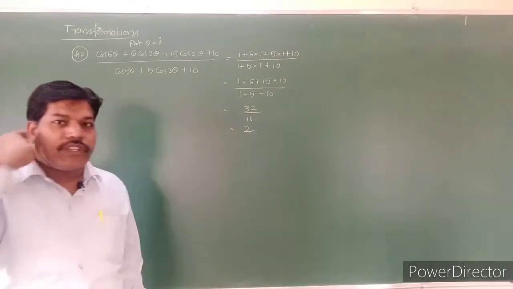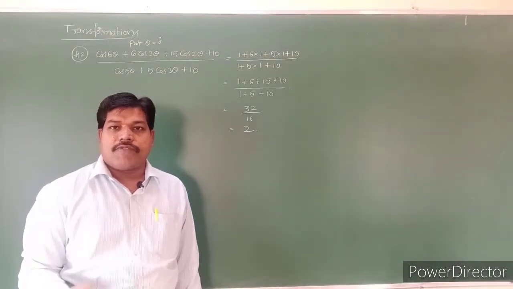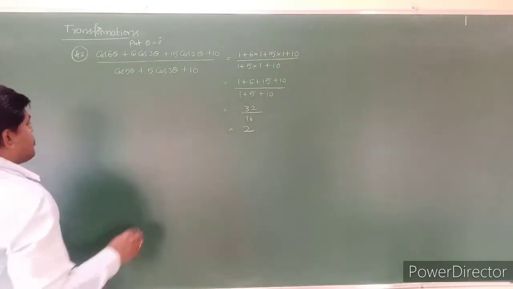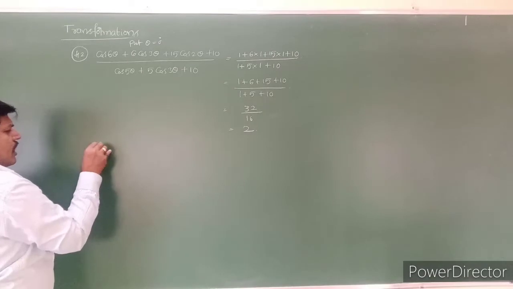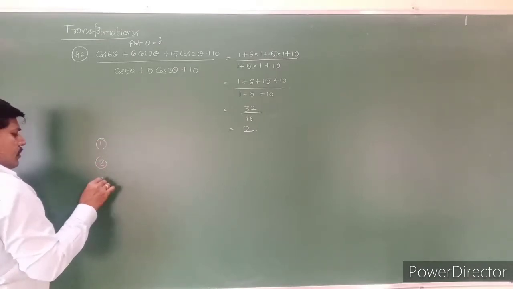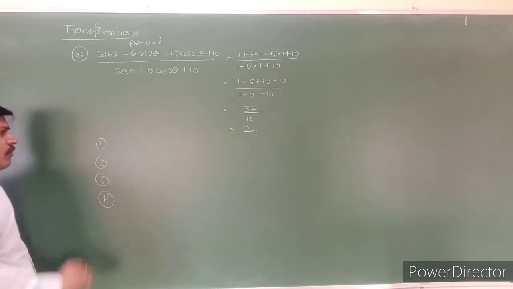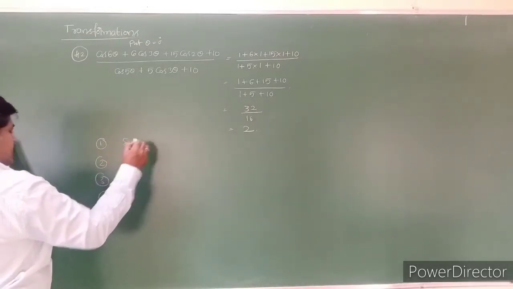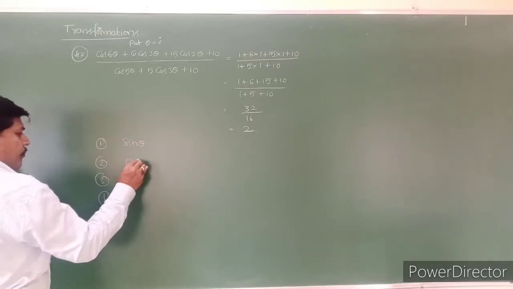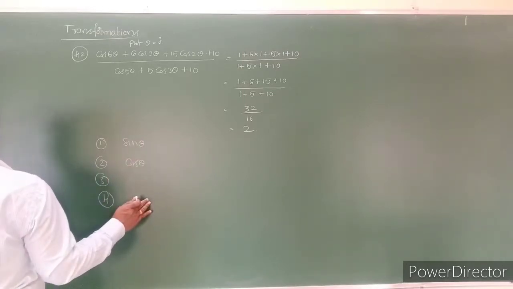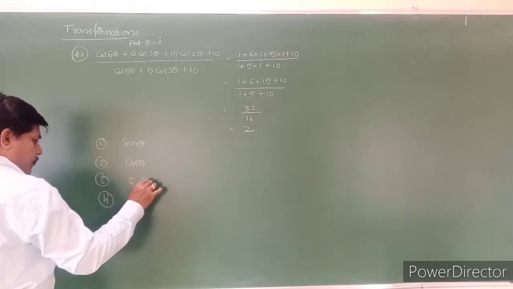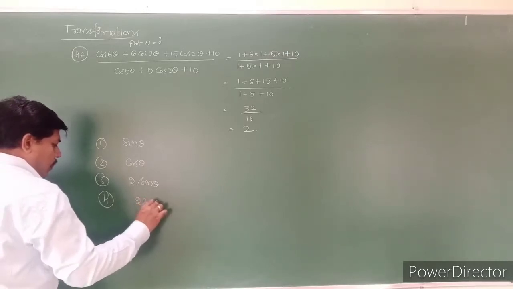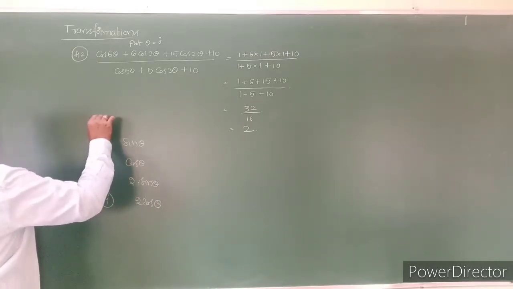So you have to substitute this theta value in the 4 options. Okay. So what is the answer you will get? That is the correct one. Okay. So check that one. What are the options here? The first option is sin theta, the second one is cos theta, the third one is 2 sin theta, and the fourth one is 2 cos theta.